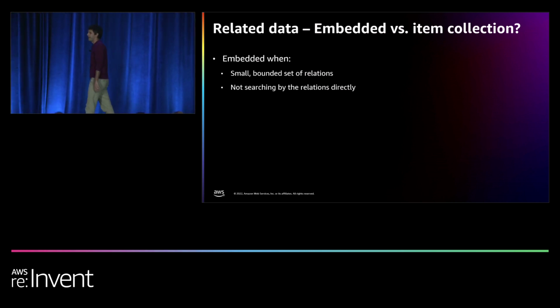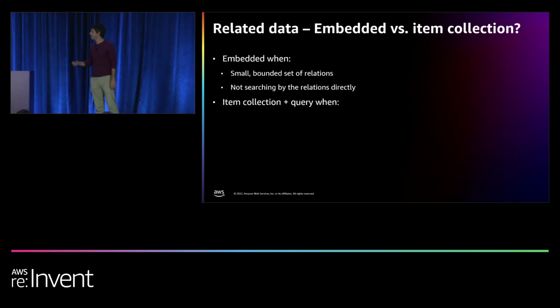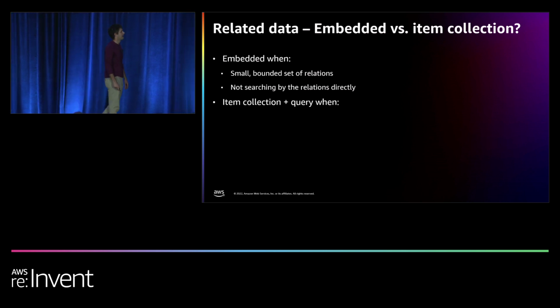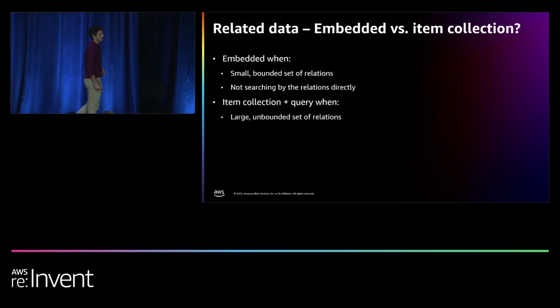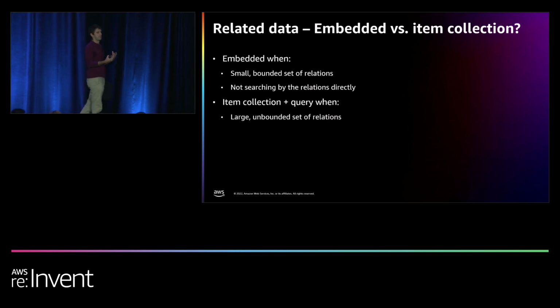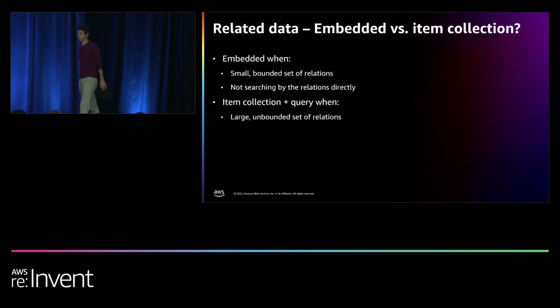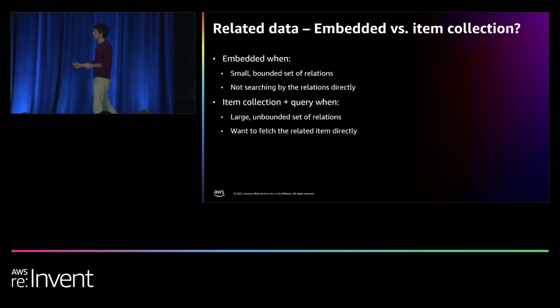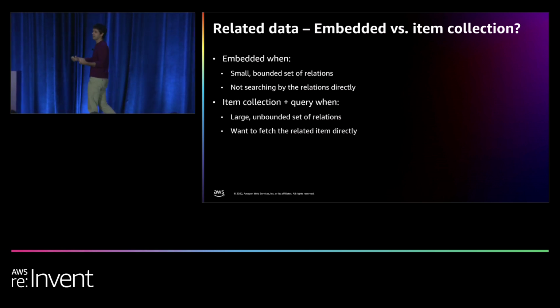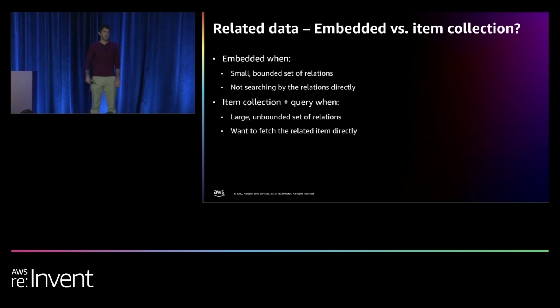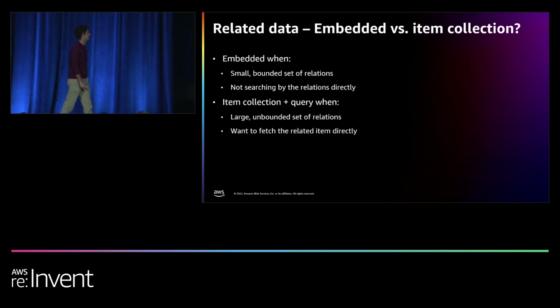I'm saying get that user, and I want to render out all the inventory that they're wearing. So you can use that embedded pattern there, but probably more often you'll use that item collection pattern using that query API. And that's good when you have a large and unbounded set of relations. I don't want to limit the number of quests someone could go on just because of the DynamoDB item size, or the number of e-commerce orders someone can make. Also, I might want to fetch that related item directly, and if it's a separate record, I can index that in different ways that are helpful there.